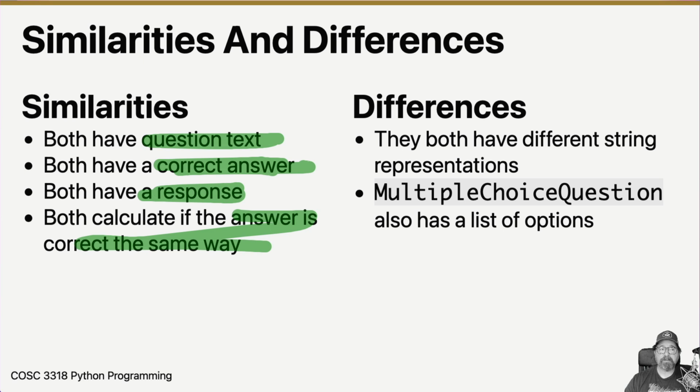Now, what are the differences between the two? They have different string representations. The true-false one just shows true or false and then the statement. And then the multiple choice question has the text of it, and then it lists out those options. And let's talk about those options. The difference is the multiple choice question has extra data associated with that list of options that are available for the question.